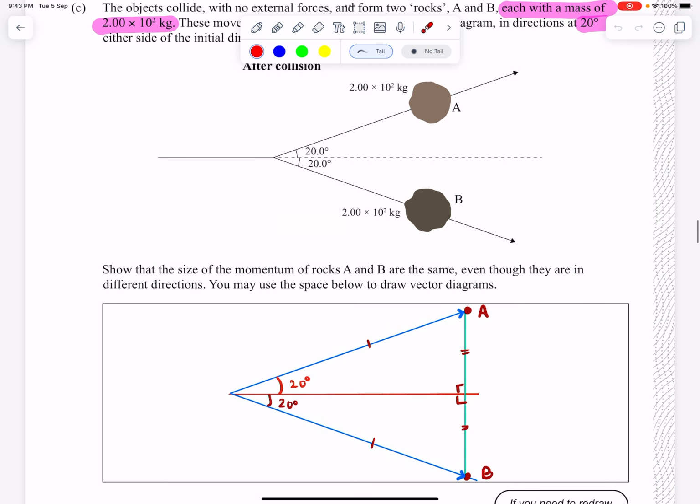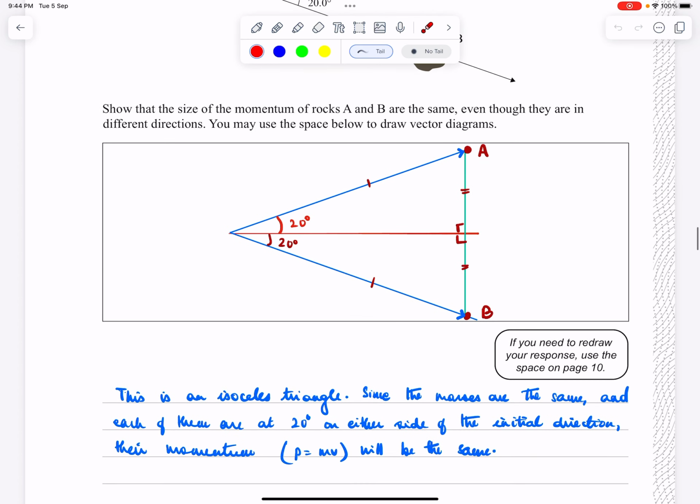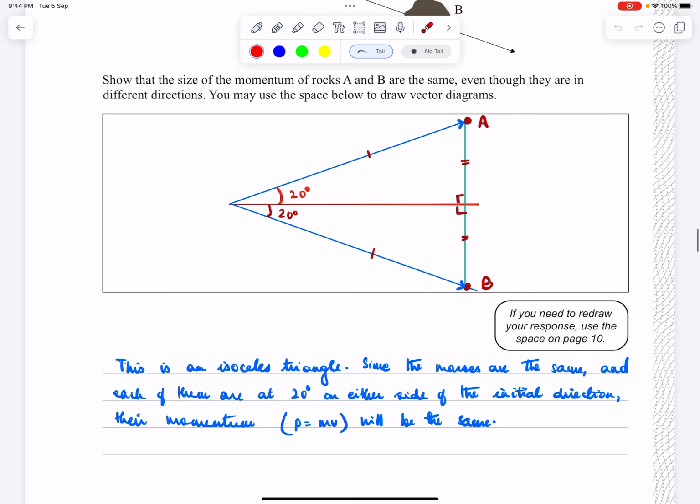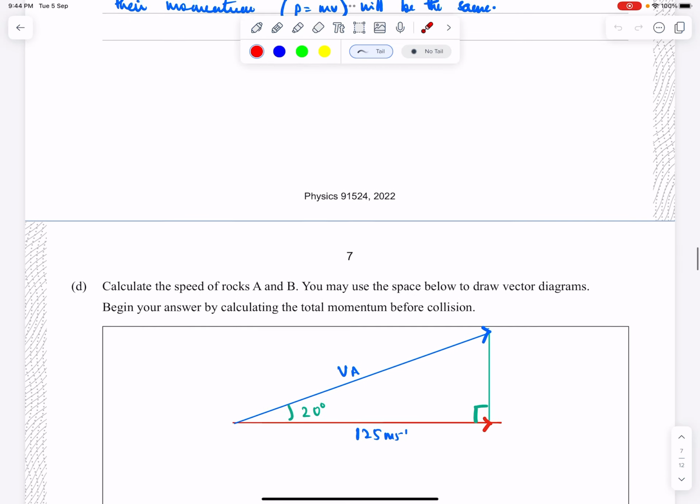What I've done is drawn a vector diagram. This is the velocity of A, the velocity of B, because m times v is momentum. This is an isosceles triangle since the masses are the same and each of them is at 20 degrees either side of the initial direction. Their momentum, P equals m times v, will be the same. Okay, then moving on.